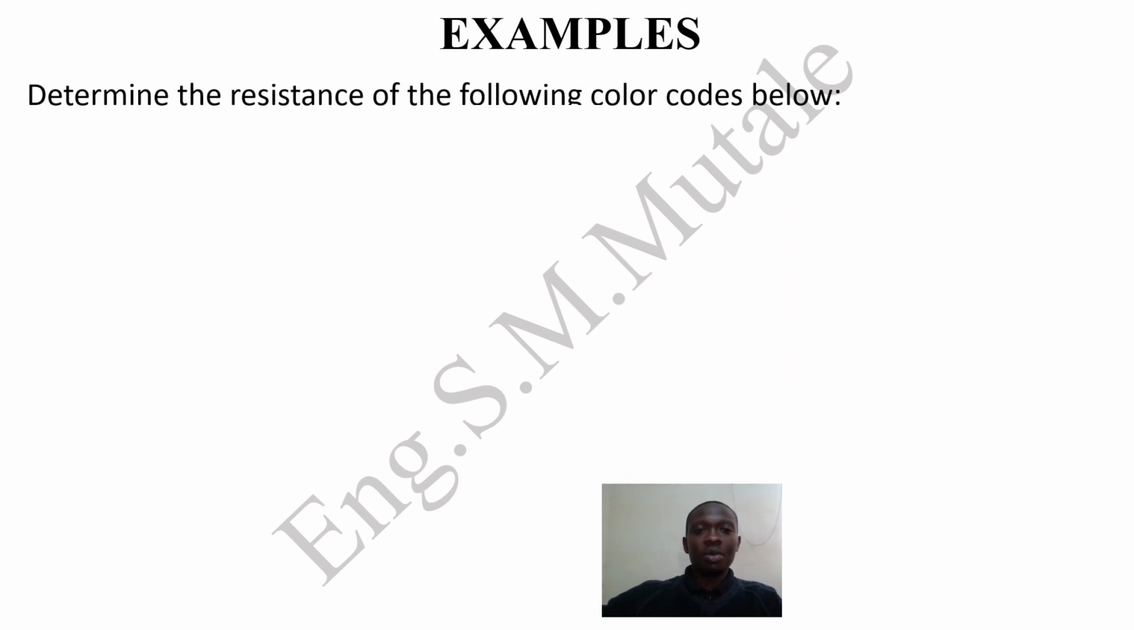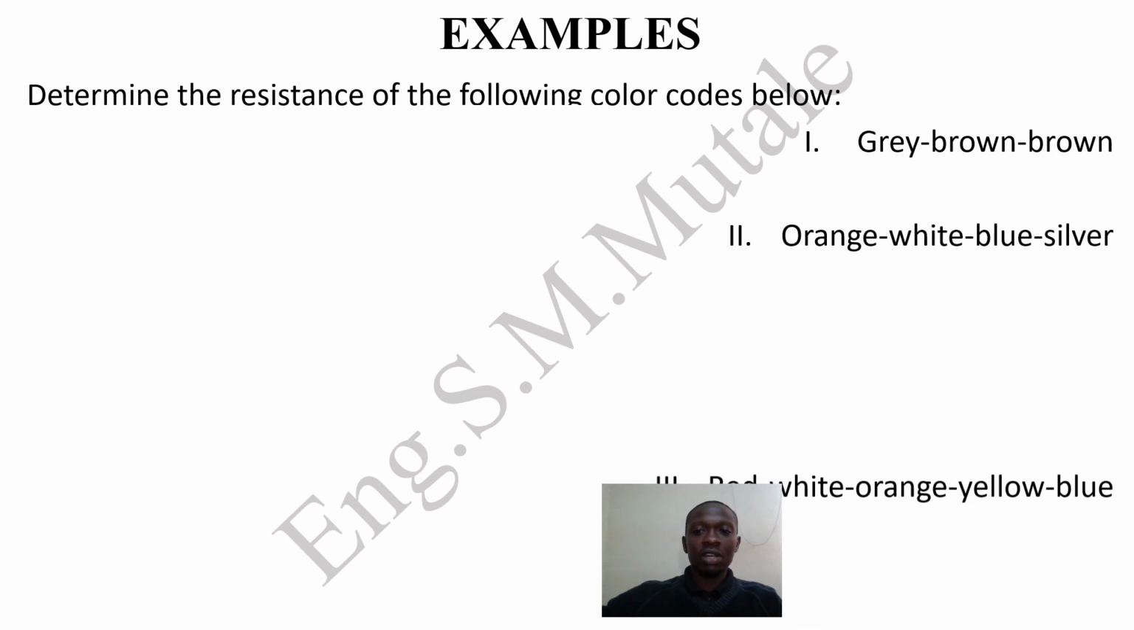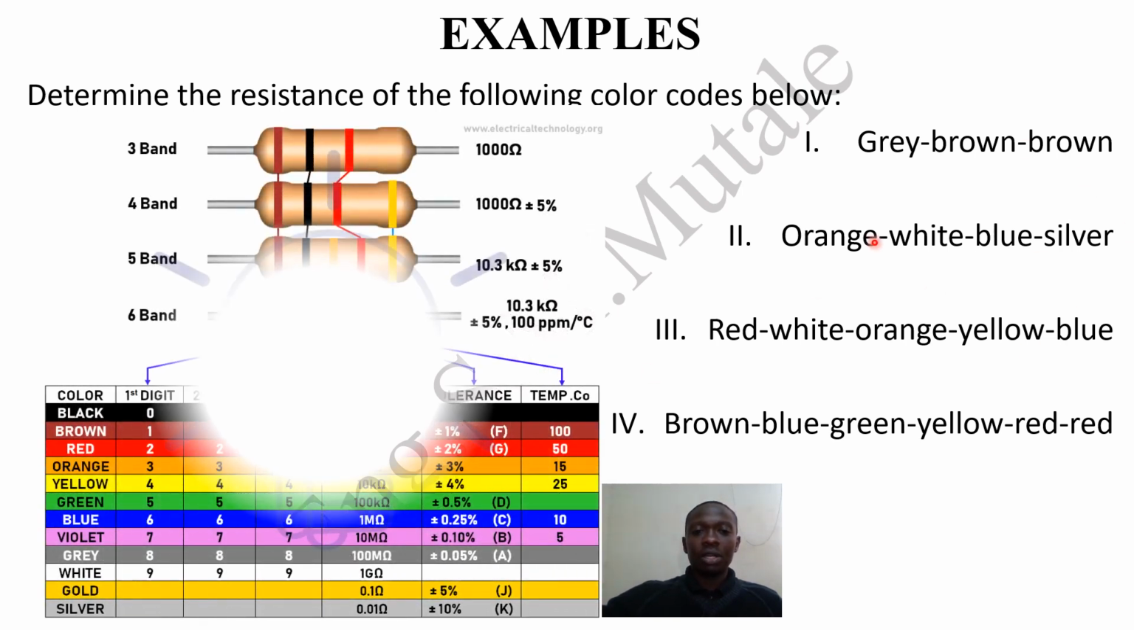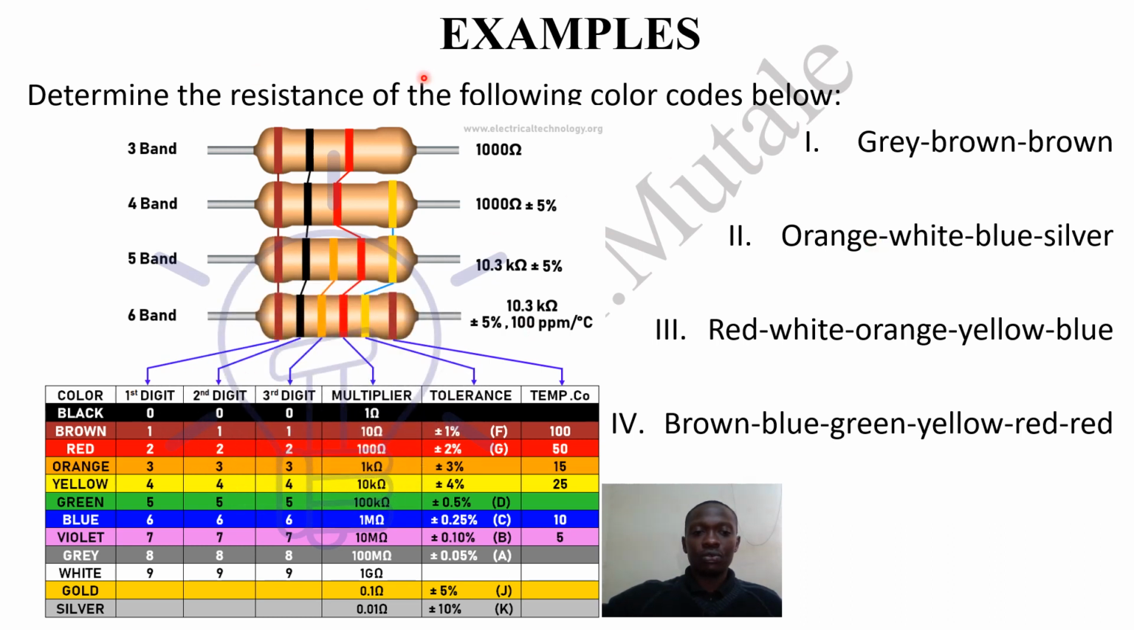Okay, so we look at some examples. Determine the resistance of the following color codes given below. You've got those given color codes, different combinations. We've got the 3 color code, the 4 color code resistor, 5, as well as the 6. Let's look at the solutions. You're supposed to know their position in the table, value of the digit, multiplier, tolerance, as well as the temperature coefficient, if it has, like for a 6. So we start with the first one.